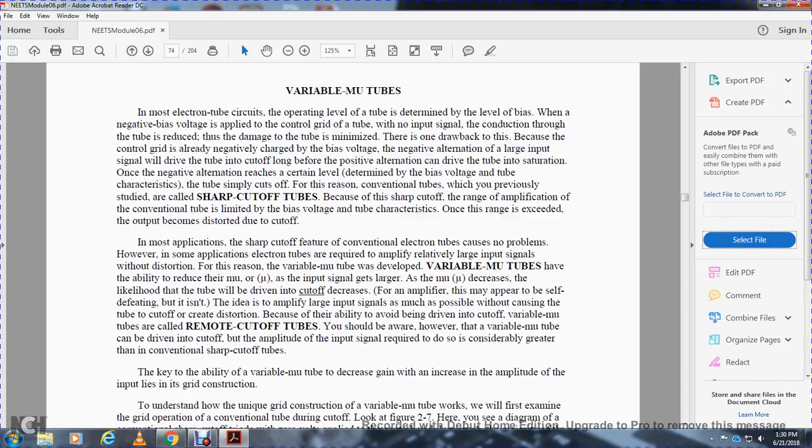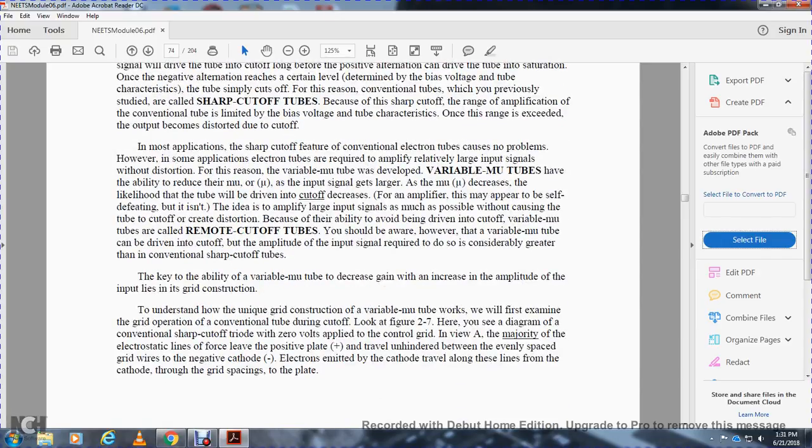Variable mu tubes are called remote cutoff tubes. You should be aware, however, that variable mu tubes can still be driven into cutoff, but the input signal required is considerably greater than for conventional sharp cutoff tubes. The key to the ability of the variable mu tube to decrease its amplification as the input amplitude increases lies in the grid construction. To understand how it works, we will review the grid operation of a conventional tube during cutoff.